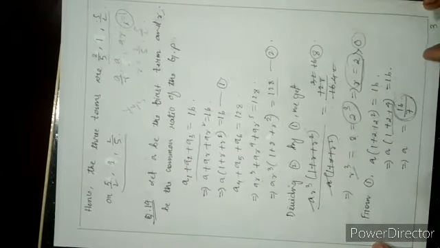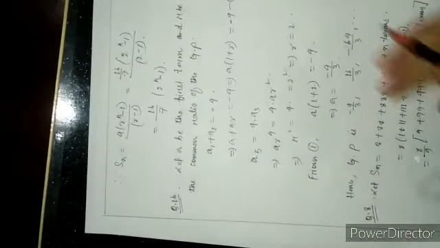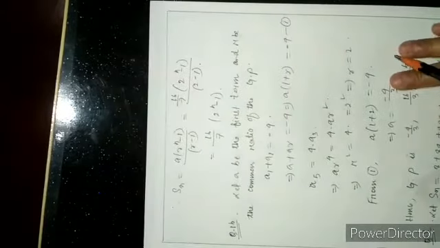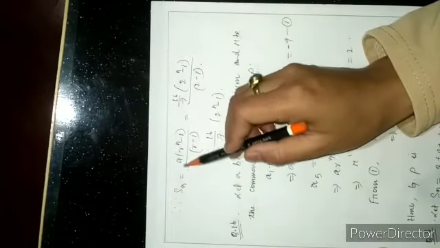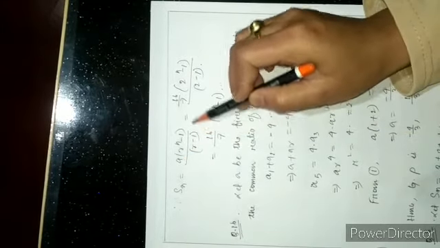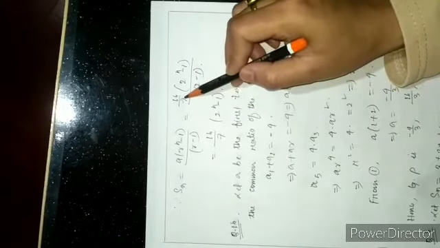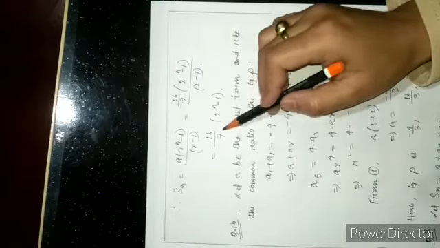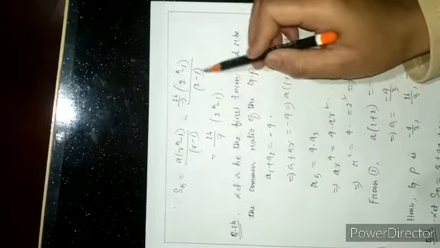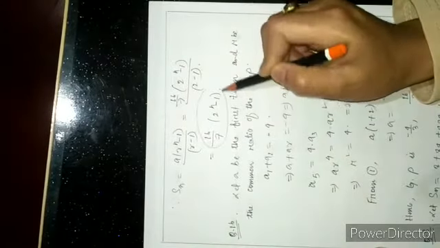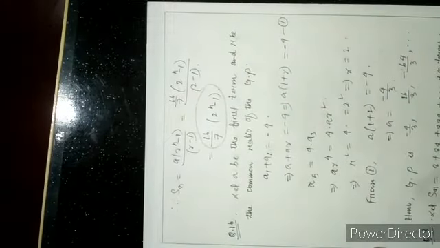Then we have to write the sum to n terms of the GP. Since the common ratio R is not 1, the sum of the n terms of the series will be equal to A (R to the power n minus 1) divided by R minus 1. So it is 16 by 7 times (2 to the power n minus 1) divided by 2 minus 1, which is 16 by 7 times (2 to the power n minus 1). This is the sum of the first n terms of the series.